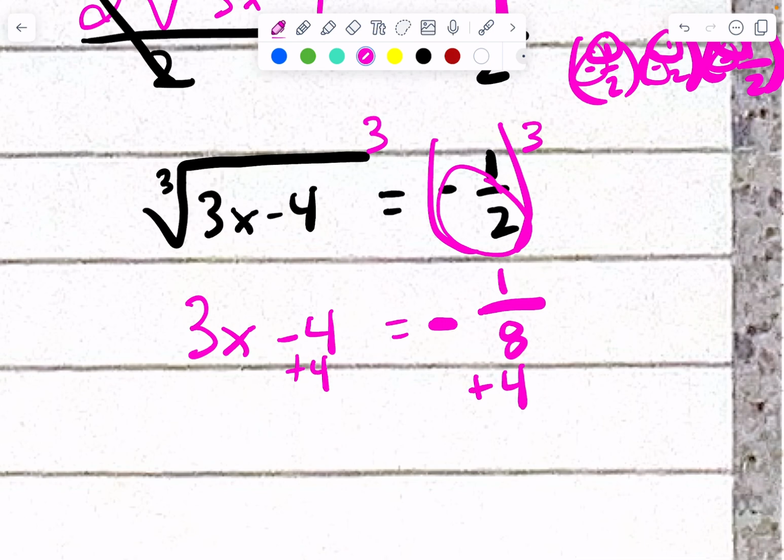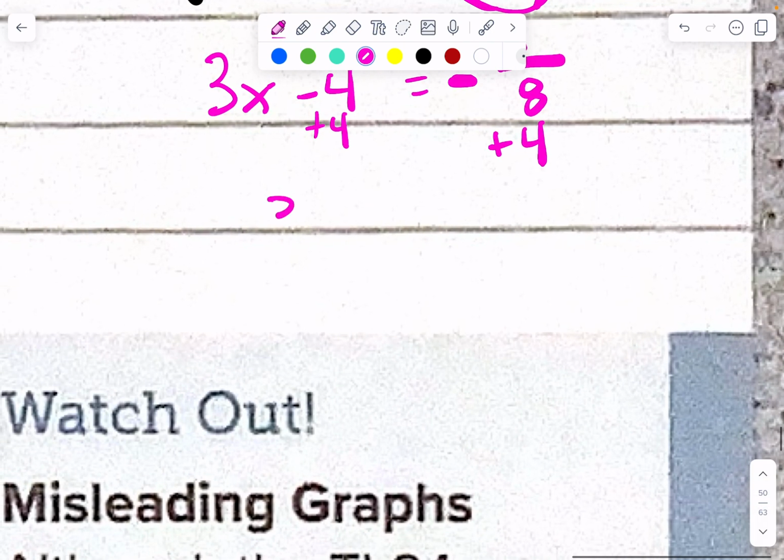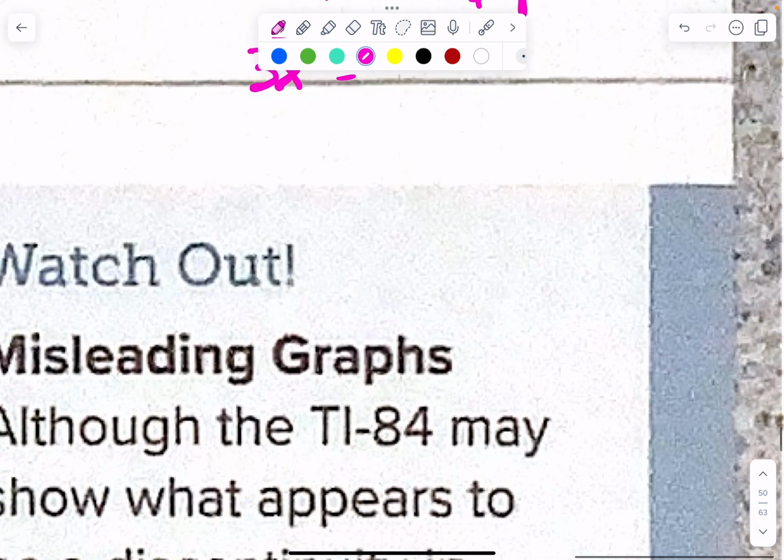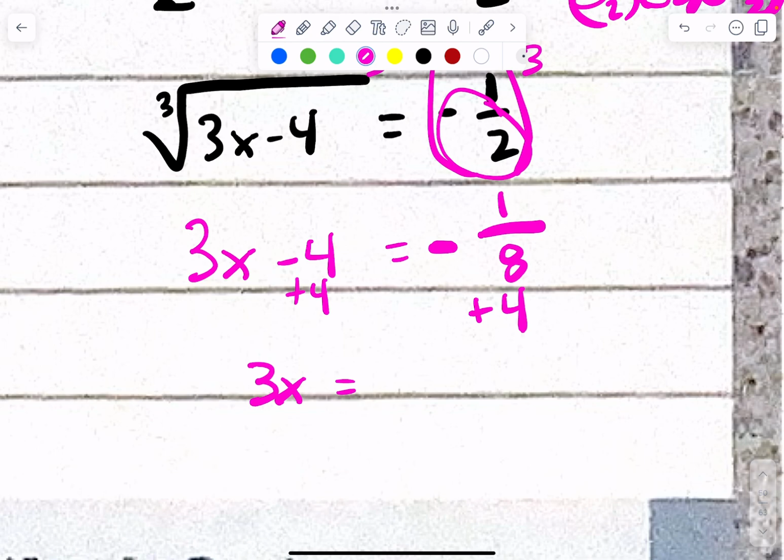Okay, so I get 3x equals negative 1/8, and 4 is going to be 3 7/8, something like that. And if I divide by 3, oh, this is disgusting.